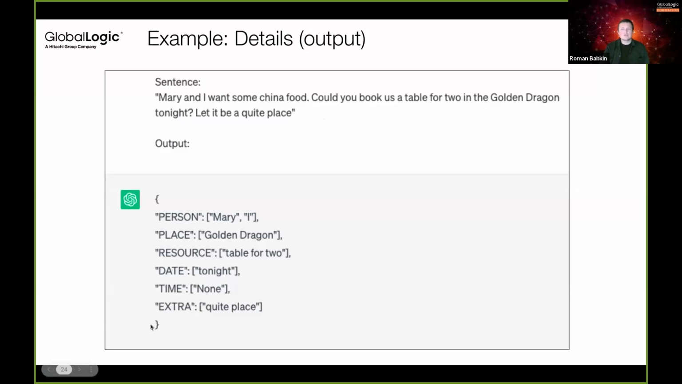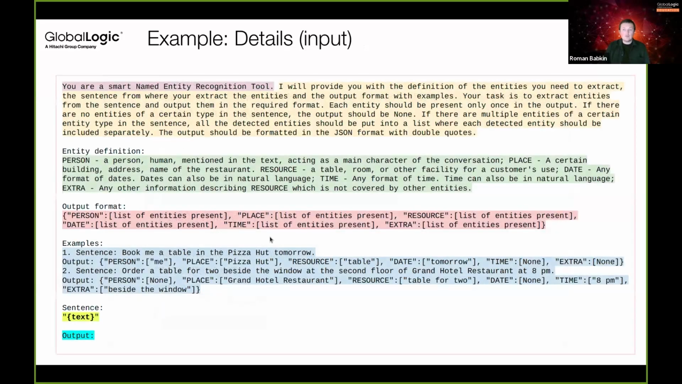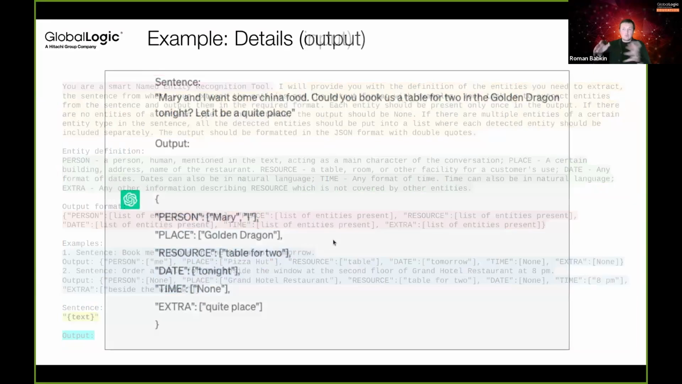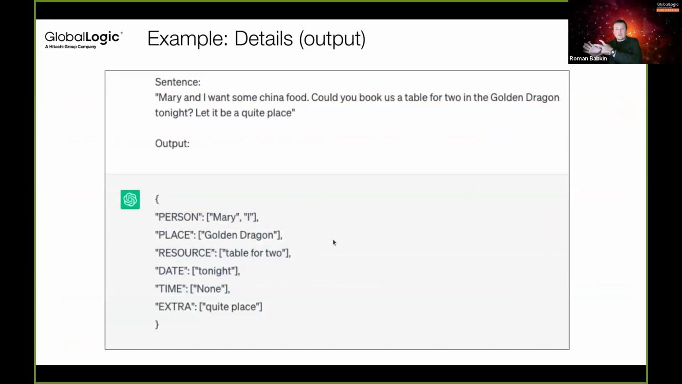I asked it just to give the JSON format, and it gave me: the person, Mary, and I, place, Golden Dragon, resource, table for two, and so on and so forth. And I can easily translate it into my future iteration of code. So this is an example of how a well-structured prompt appeared to become a well-structured answer.